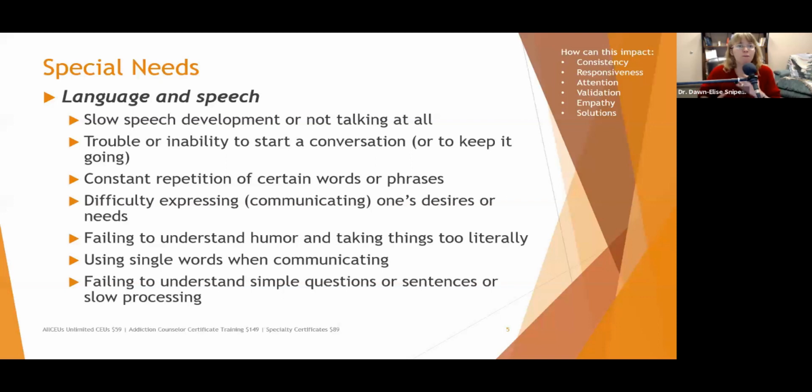If we jump in right away and start restating it or answering for them, that takes away their agency, personal agency, and it's very disempowering. We want to give them a chance.